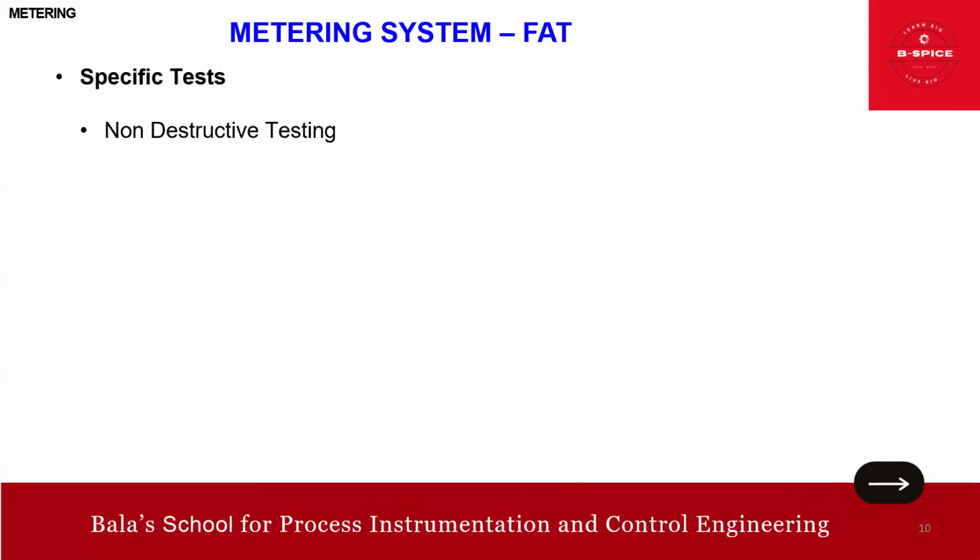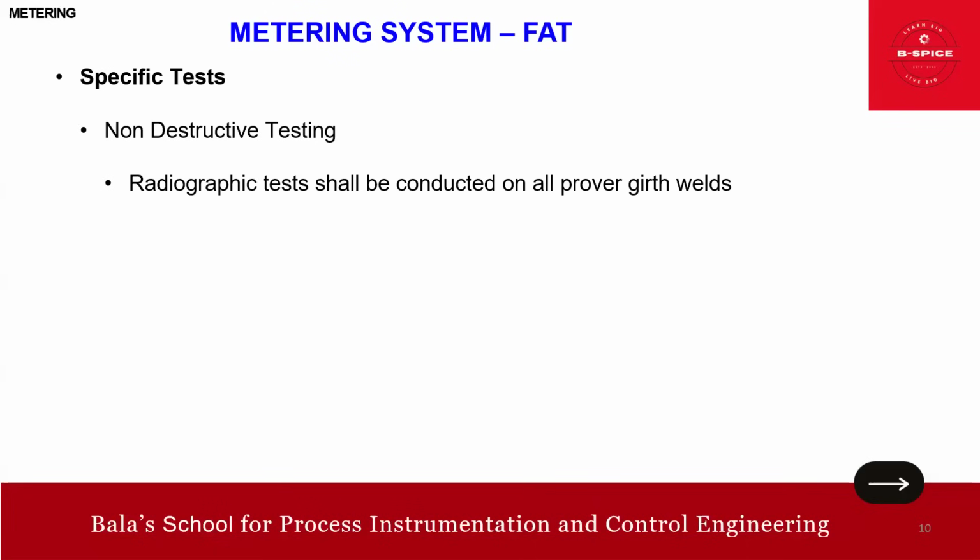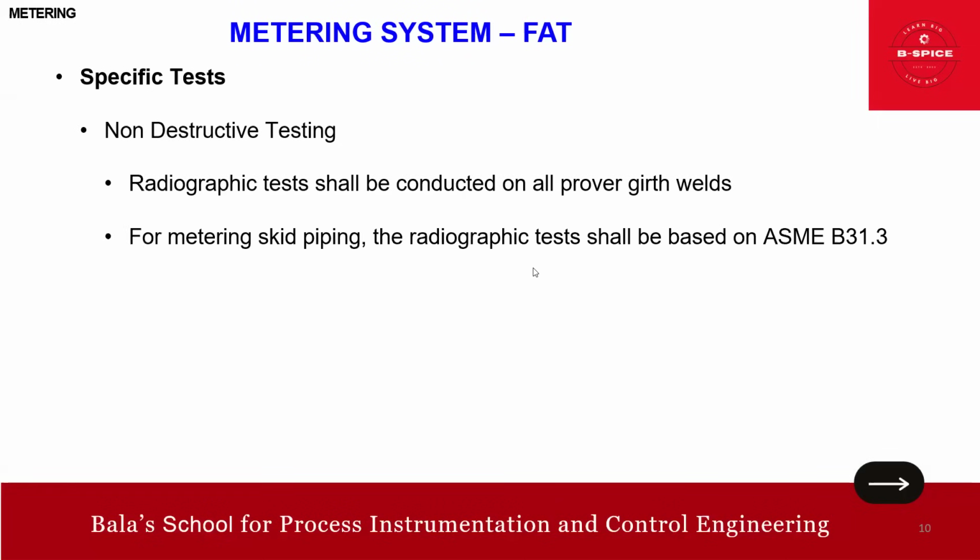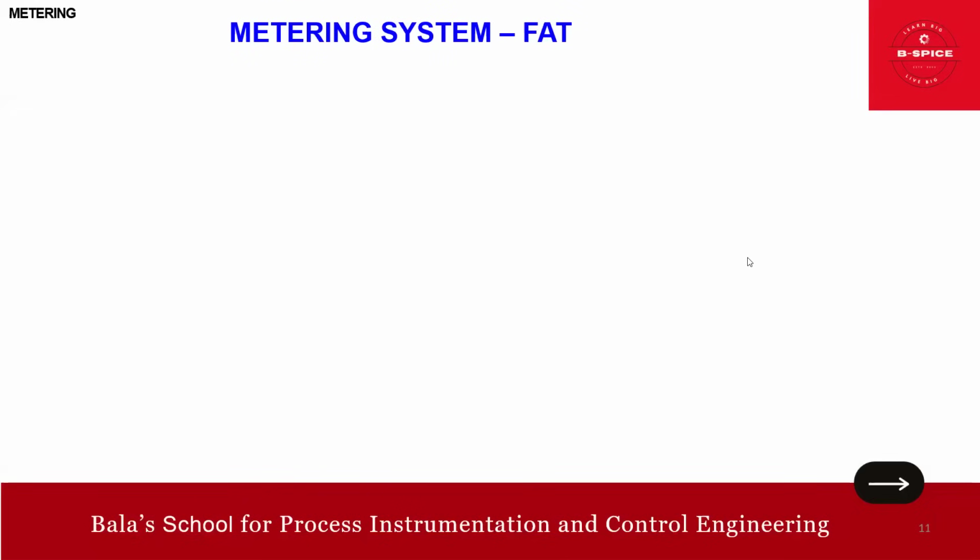This is non-destructive testing, which means a radiographic test shall be conducted on all prover girth welds. Again, you may ask a question here, right? What is this prover girth? This is nothing but a circumferential weld on a meter prover piping or bar. So in this case, for meter prover piping, it refers to the circumferential weld actually. So we need to have this radiographic test, right? For metering skid piping, the radiographic test shall be based on ASME B31.3. Okay. So this is about the non-destructive testing.